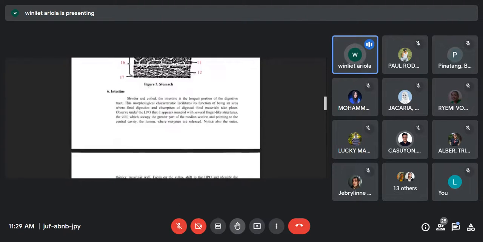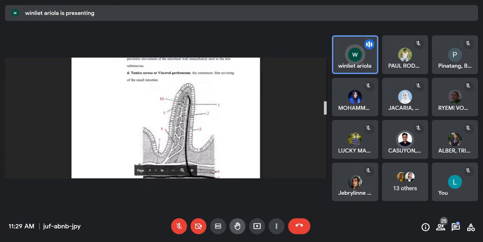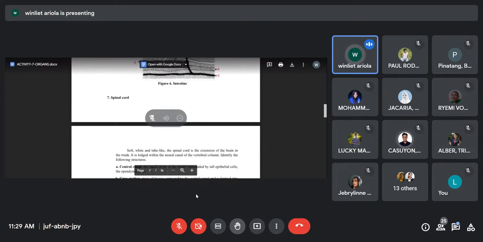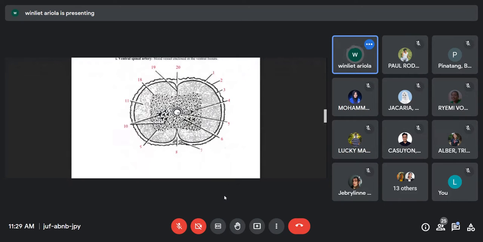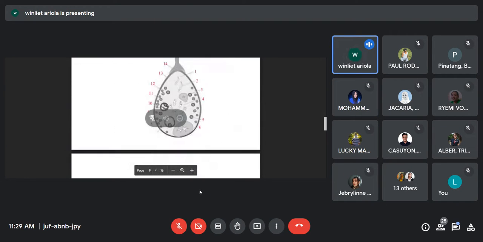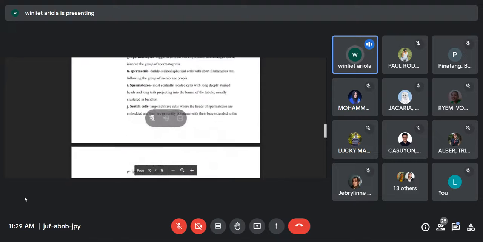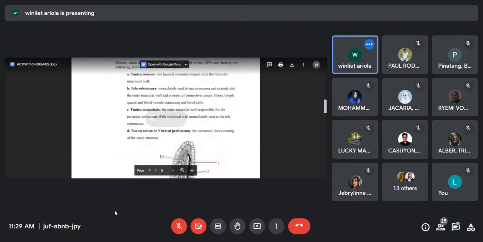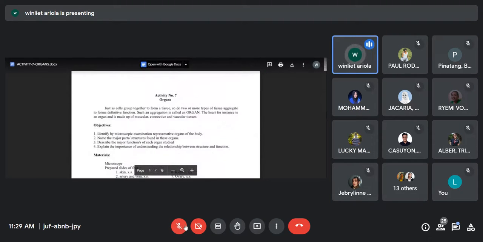So with this one, basahin nyo na lang. So hindi ko na ilalabas yung labeling with these organs, but I still want you to familiarize. Baka lalabas ito. So ano ito? The spinal cord. Okay? And then dito, the ovary. And then the testes sa baba. Okay? It's already 11:30. So until 1 p.m. tayo. Sige.